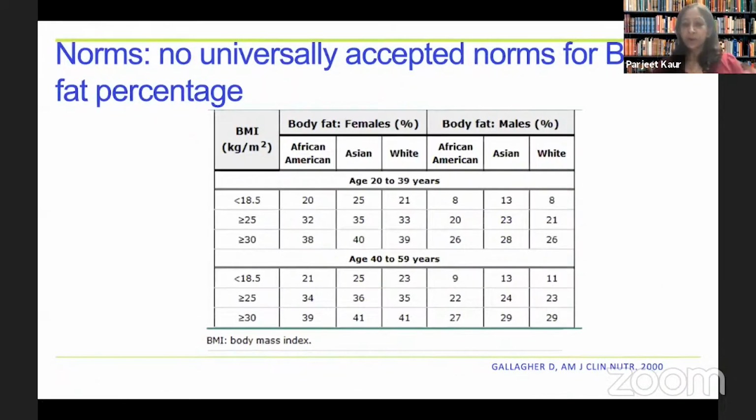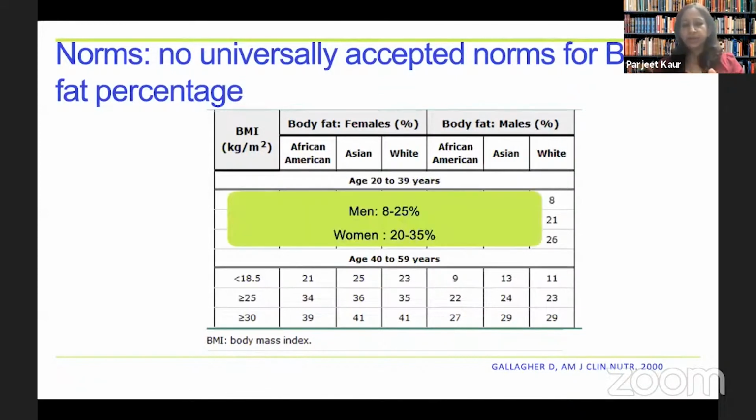Now, coming on to the norms, do we have some cutoffs here? Why are we doing it? If we do, what are the body percentage fat cutoffs which we take? Unfortunately, there are no cutoffs universally accepted for body fat percentage. This is one of the tables which was shown by an author way back in 2000, and it was published in an article. This is again not based upon any study, but it just coincided with the NHANES data, which correlated higher body percentage fat with the comorbidities.